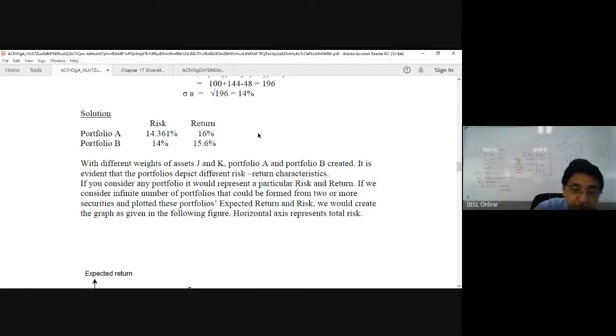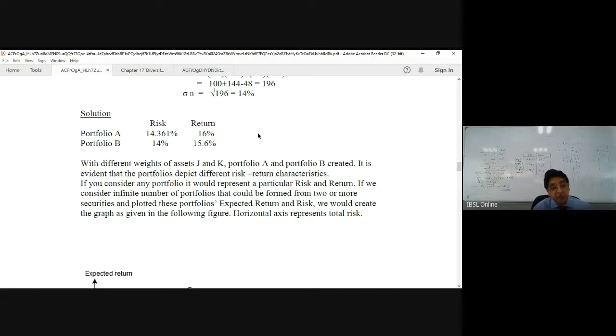Now I want to just show you something here. Say, if you have 2 assets or 3 assets or whatever, by changing the mix or changing the weights of each in the portfolio, you can come up with different portfolios with different risk and return characteristics.